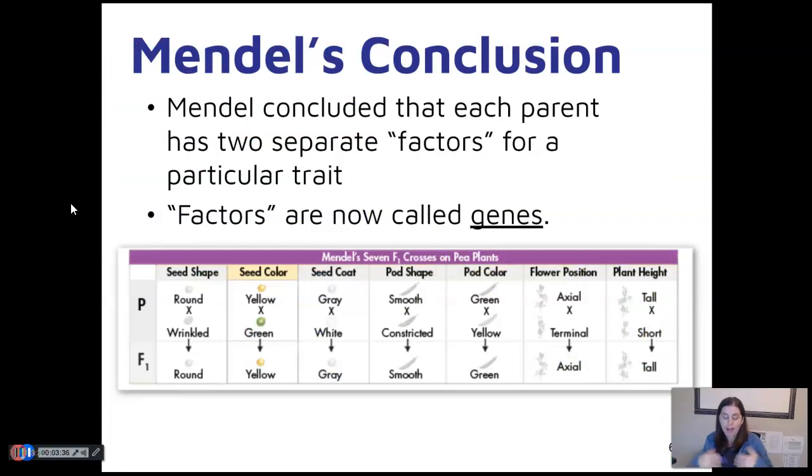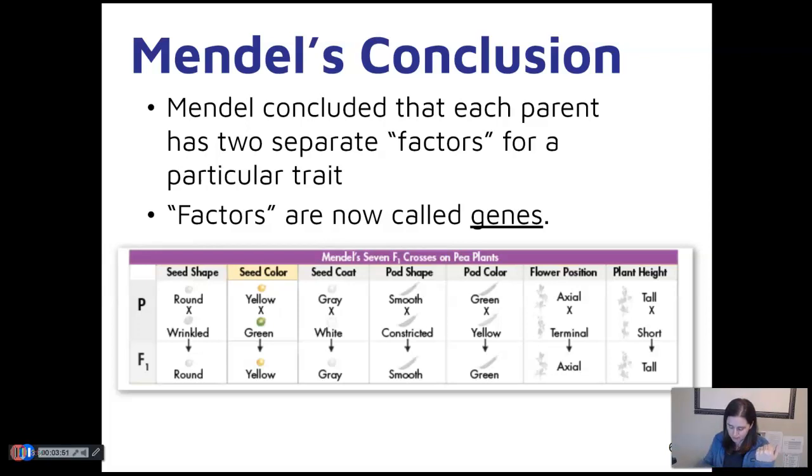Alright, so after doing his experiments, he made some conclusions, which were that each parent has 2 separate factors for a particular trait. This is again from the video. We had factors in parentheses. We now call those genes.